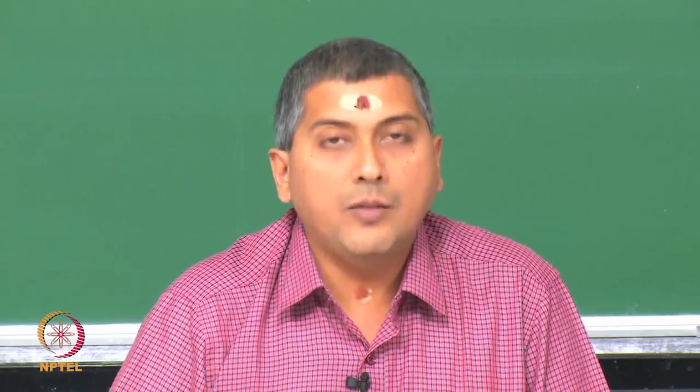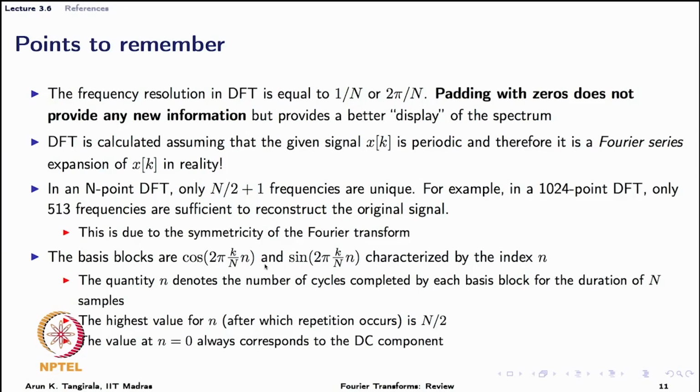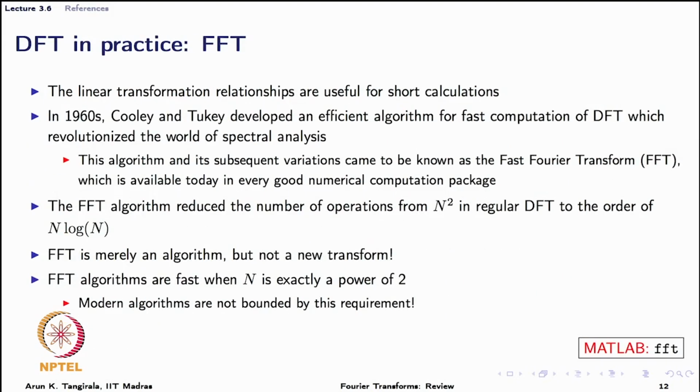And the basis blocks are still cosines and sines, cosine 2 pi k n over N and sine 2 pi k n over N, and the quantity k denotes the number of cycles completed by each basis block in the duration of your observation of your data record, all right. And the value at k equals 0 always corresponds to the DC component. We have mentioned this earlier also.